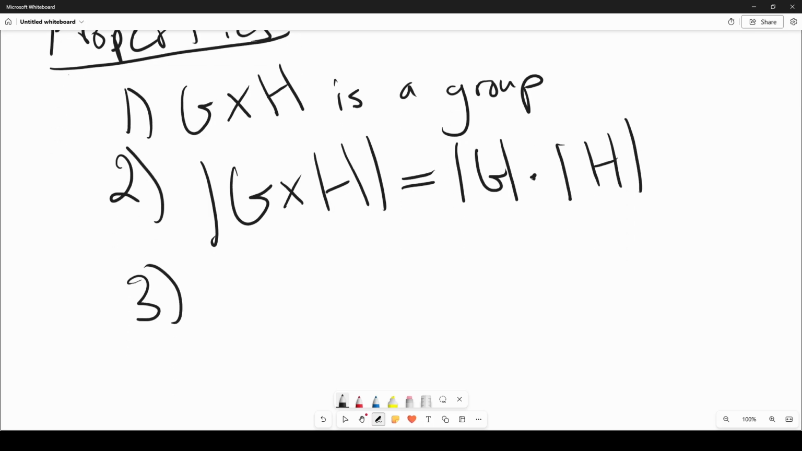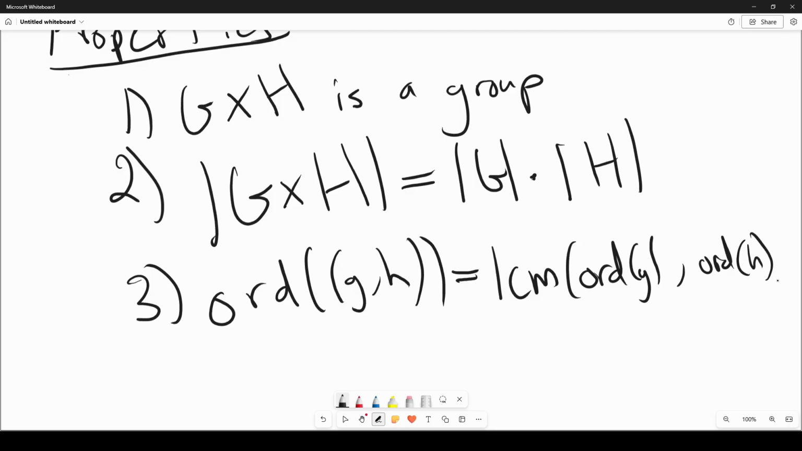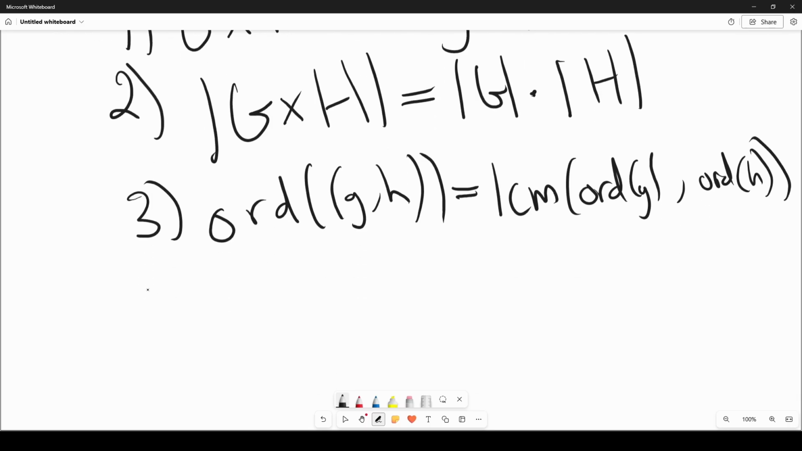Okay. The third property is that if, instead of finding the order of the entire group, I wanted to find the order of some element (g, h), this is going to be the least common multiple, or lowest common multiple, of the order of g and the order of h. This third one we're going to explore a little bit more.